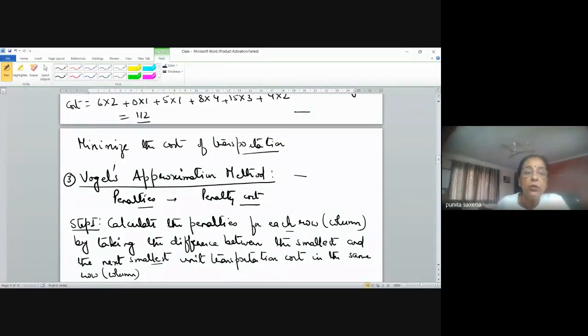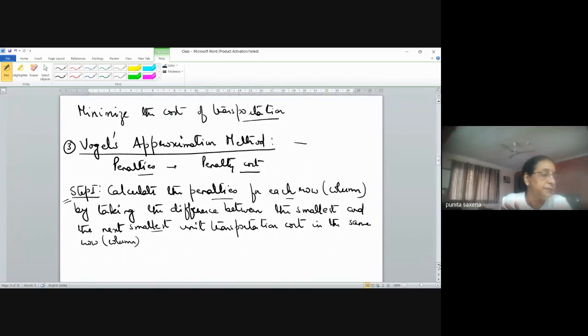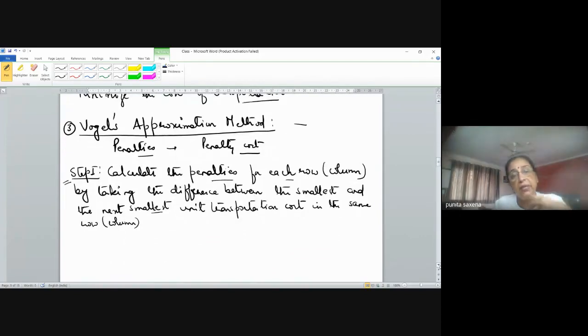maybe we lost something, maybe we had to pay some penalty if we did not allocate it. So what we do is, for each supplier and for each destination, we calculate the penalties. That means for each row we look at the smallest and the next smallest and take the difference, right? So for each row and each column, penalties would be computed. This is the first step, right? Now, what is penalty? Penalty is the loss that I could have incurred if I had not considered it. So definitely, whom will we remove first? The one where I am getting the highest penalty, where the chances of loss are the highest, right?